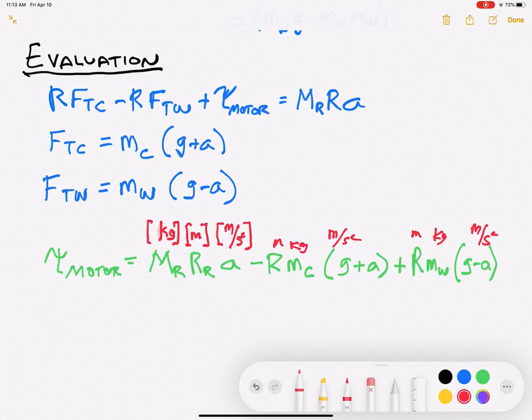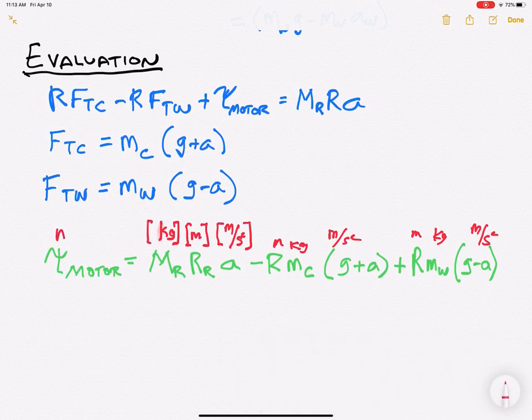Which is adding up to the torque. It's just R cross F. So the torque is distance, and forces are in newtons. And with a newton being a kilogram times acceleration, our units at this point are working out fabulously.